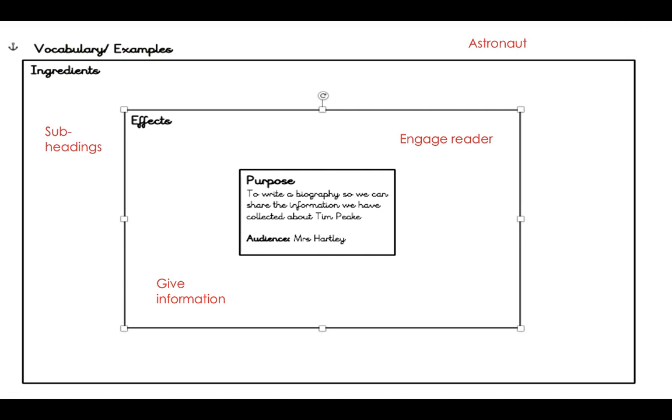So your job is, you can either print this slide off if you can, it's up to you. If you can't, don't worry about it. You might want to draw your own box plan in your book, and you have a go at what kind of effects, what ingredients and what vocabulary, and maybe the example is a quote as well. Can you find a good quote about Tim Peake that you might want to put in your biography?